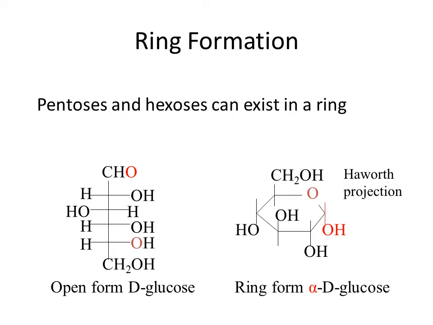You're not going to have to draw these Haworth projections of glucose. I'm not going to expect that of you, but I do want you to be able to identify an alpha or a beta sugar. Now, if you look at the hydroxyl in red, you can see that it is down. When you have that hydroxyl group down, it is called alpha D-glucose.